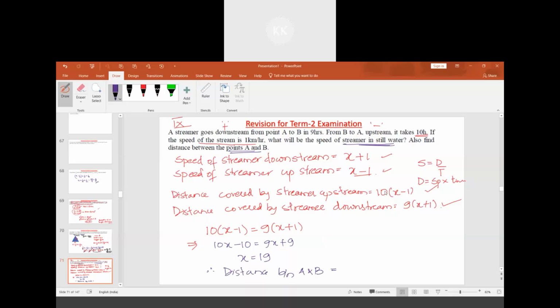We can take any one of the equations here. I will take upstream: 10 times of 19 minus 1. So 180. 180 is in terms of kilometers.